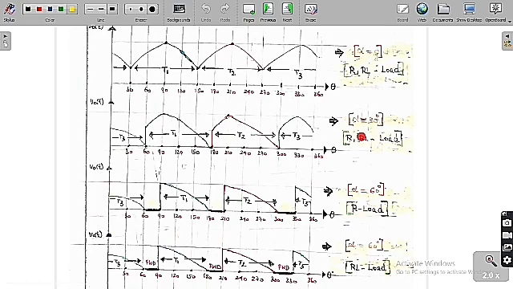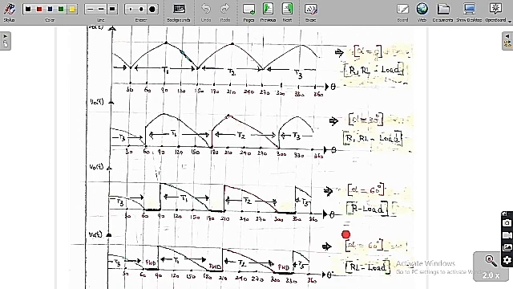Suppose if alpha is greater than 30, there will be discontinuous conduction mode for R load and also RL load. Here, because of the freewheeling diode, there is a discontinuous conduction mode for both R load and RL load.